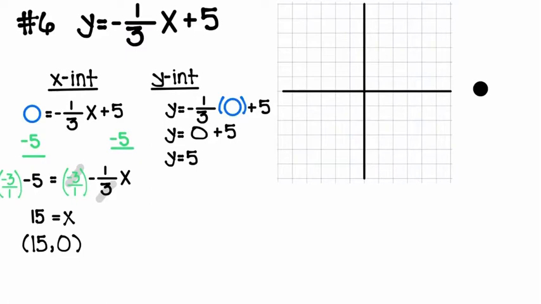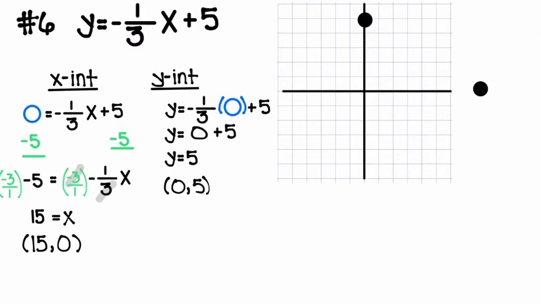Now we don't want to say the answer to the y-intercept is y equals 5 because the equation y equals 5 represents a horizontal line at 5. A y-intercept is a point on the y-axis. So let's write this as a coordinate. The x was 0, created y equals 5. So the coordinate is 0, 5.